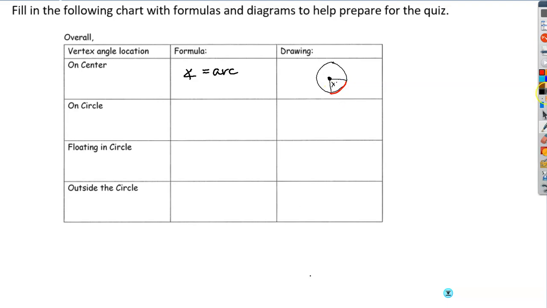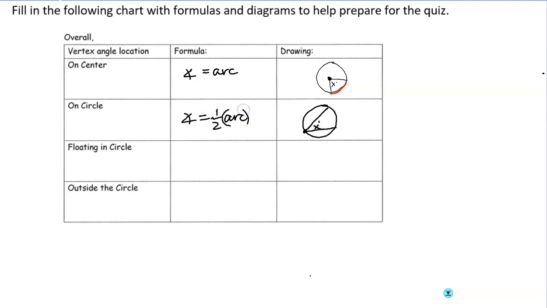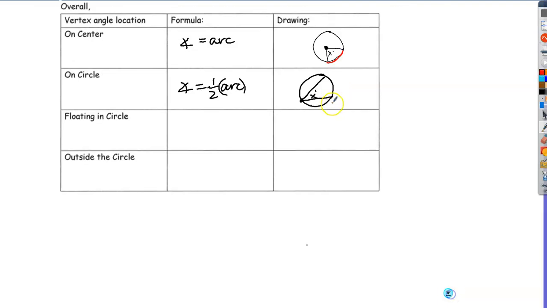Okay. If it's on the circle, so if the vertex of the angle is out here on the circle, then the angle is equal to half the measure of the intercepted arc. So again, it would be half of this arc there.